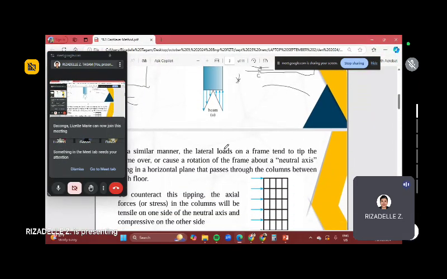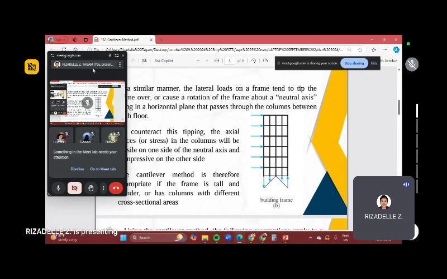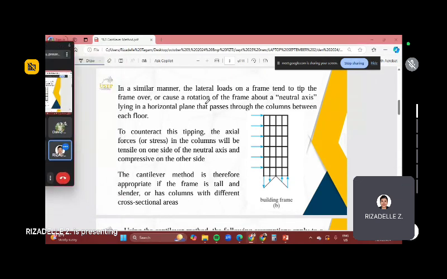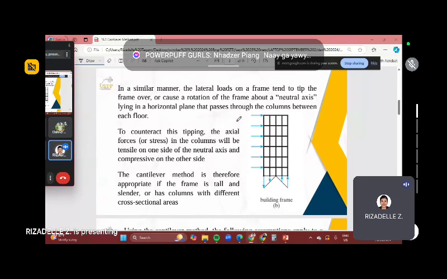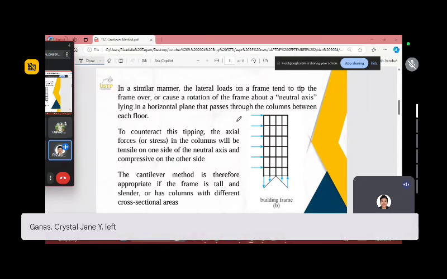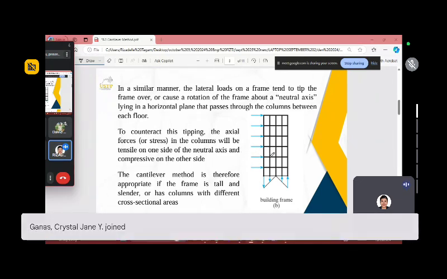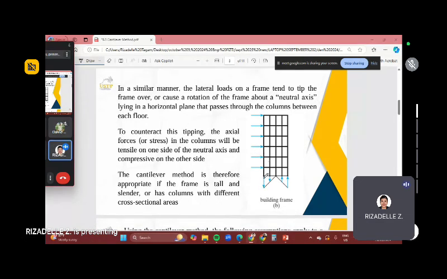So same, in a similar manner, the lateral loads on a frame tend to tip the frame over or causes a rotation of the frame at about a neutral axis lying in a horizontal plane. Lying in a horizontal frame that passes through the column beams on each portion. So, pag-abot naman sa atong frame, same concept gihapon. But the changes for the reaction niya is really mo occur sa columns.